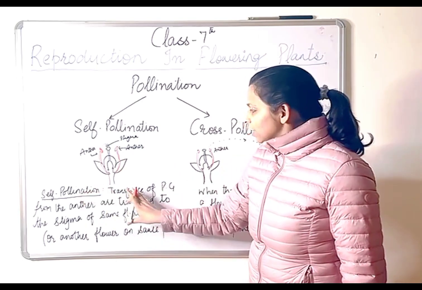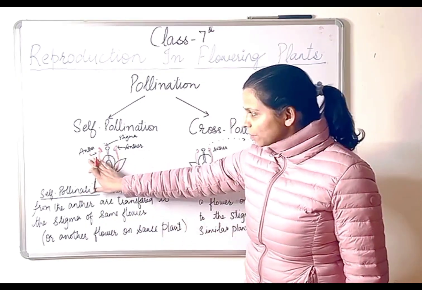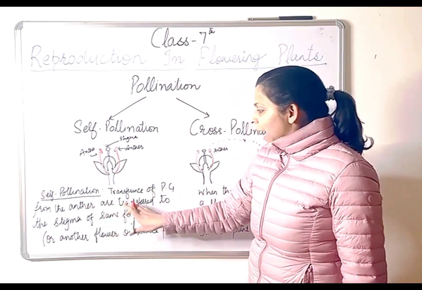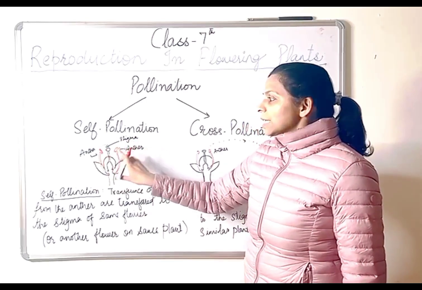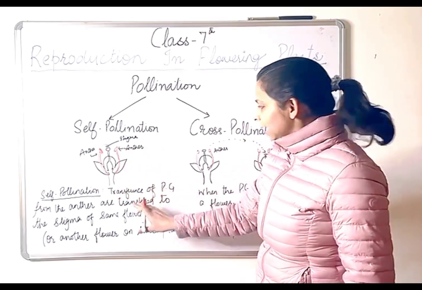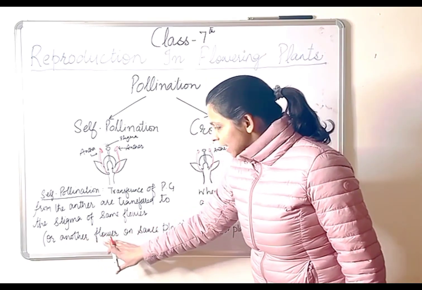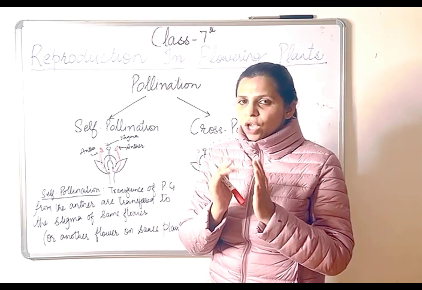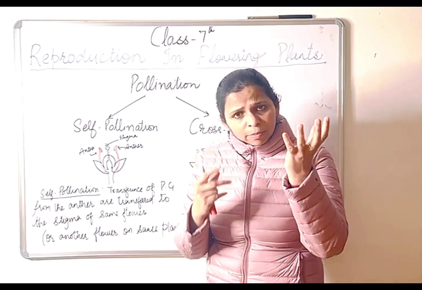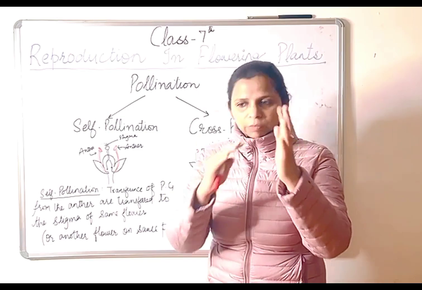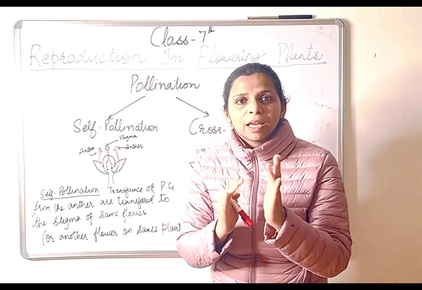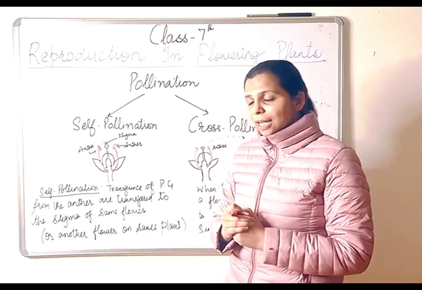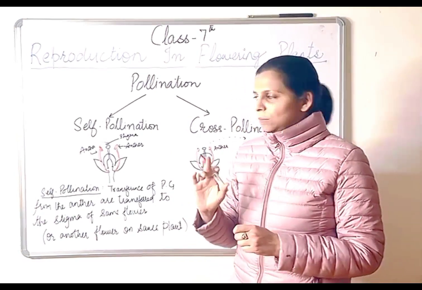Definition: the pollen grains from the anther are transferred to the stigma of the same flower. One very important thing: of the same flower or another flower on the same plant. See, this is a situation where in one plant the male flower is here and the female flower is at the side, somewhere else, but on the same plant. That type of pollination will be considered self pollination. Either in the same plant or in the same flower.